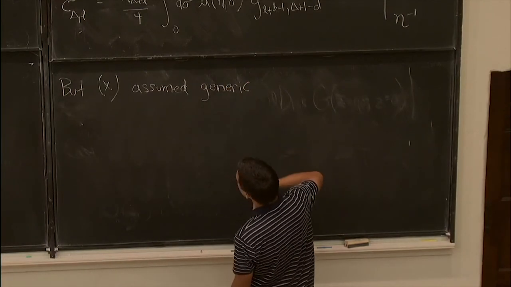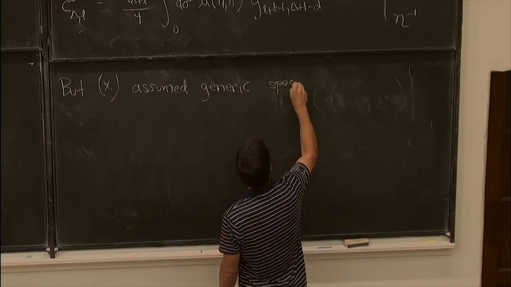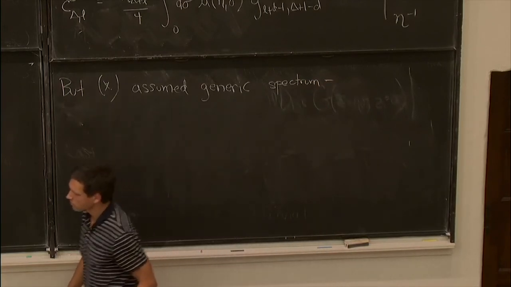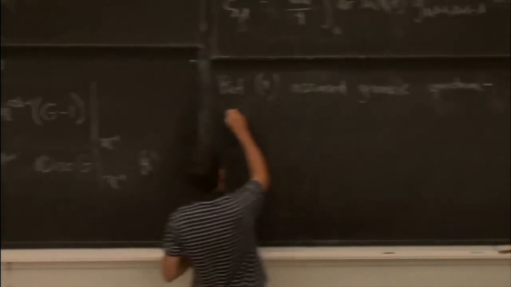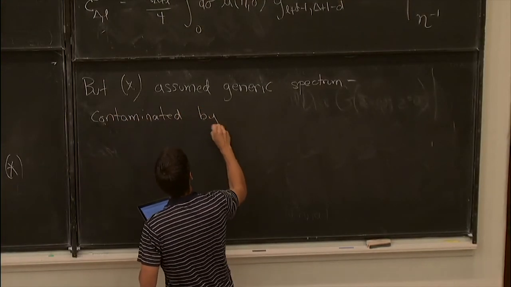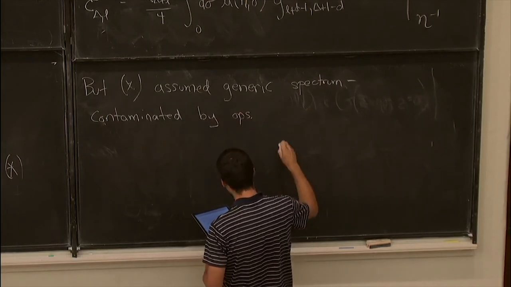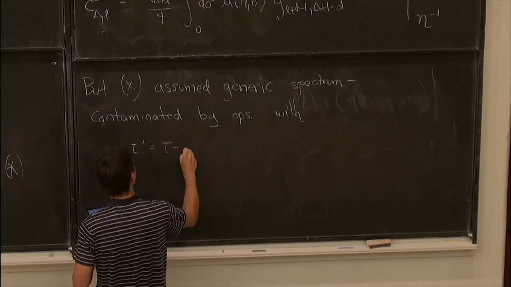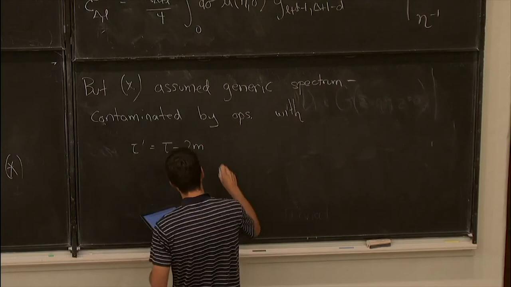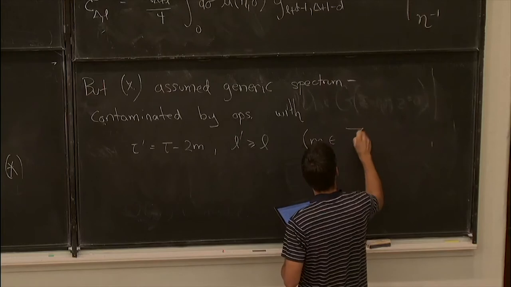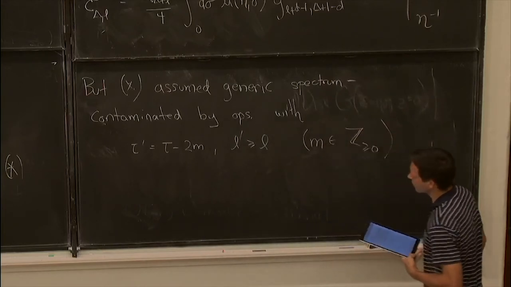By them. Okay, so star assumed a generic spectrum. In general, it's contaminated by operators with tau prime equal to tau minus 2m, L prime greater than or equal to L, and m a non-negative integer.